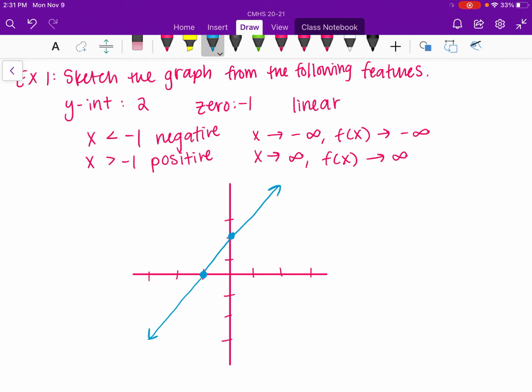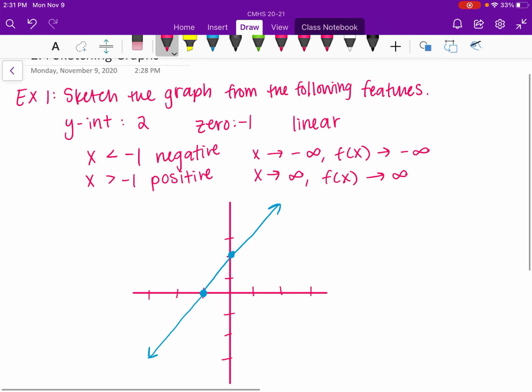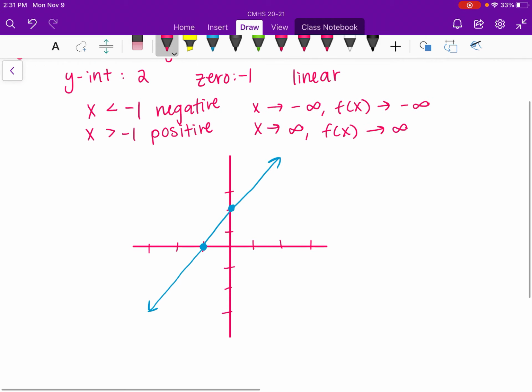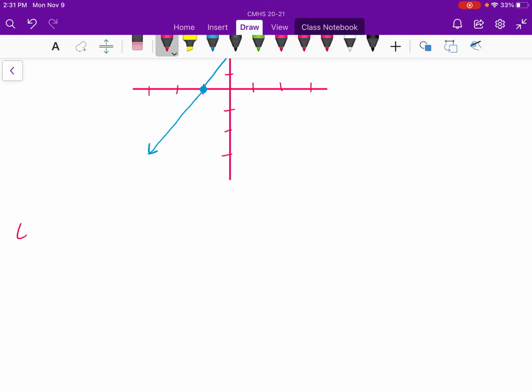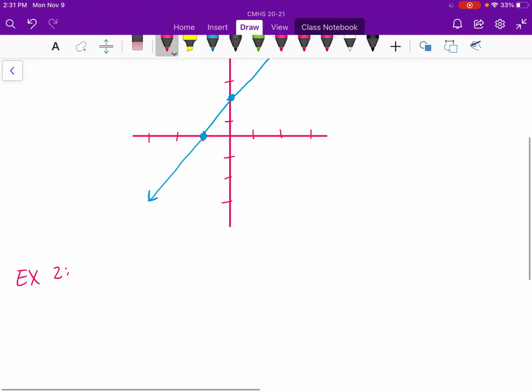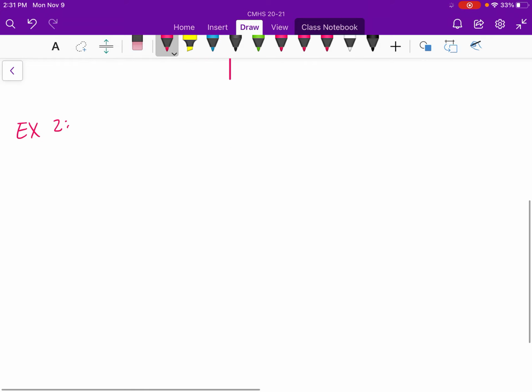And let's check the end behavior. As we go to the left, the graph goes to negative infinity, and as we go to the right, the graph goes to positive infinity. So it works out. That is how we draw a graph from these little, what I like to call clues. So let's see if we can do a different shape. This is example 2, and I'm going to use a different shape. Same directions, just sketch the graph from these little clues.